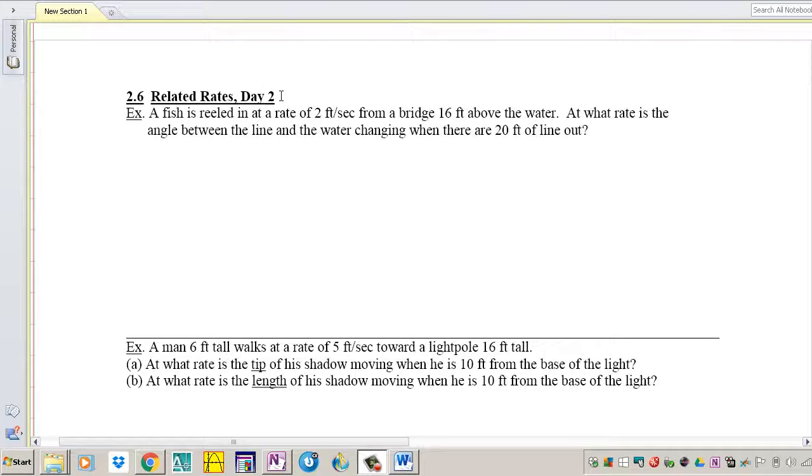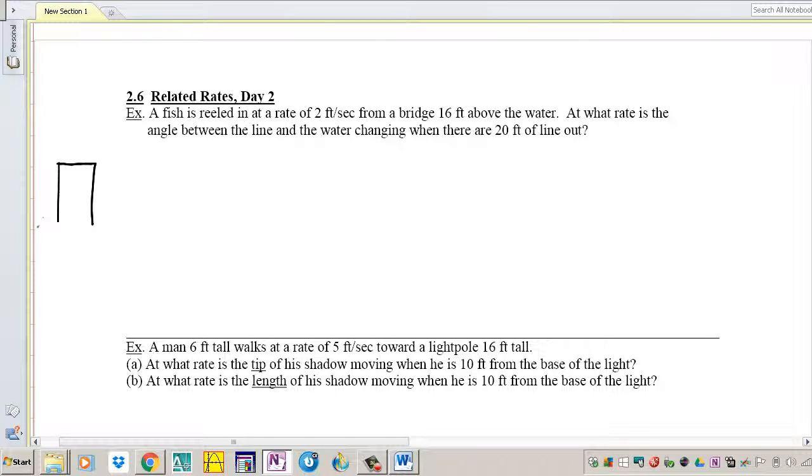A fish is reeled in at a rate of 2 feet per second from a bridge that is 16 feet above the water. At what rate is the angle between the line and the water changing when there are 20 feet of line out? So let me go ahead and draw a picture. And that is one thing that you want to do when you're doing these types of problems: always draw a picture. It helps you stay aligned with what the problem's asking.